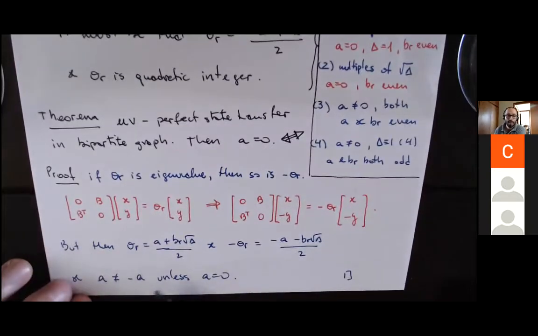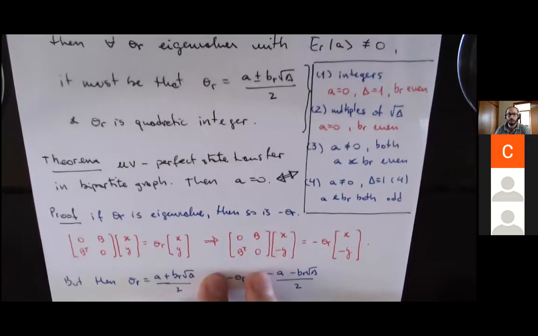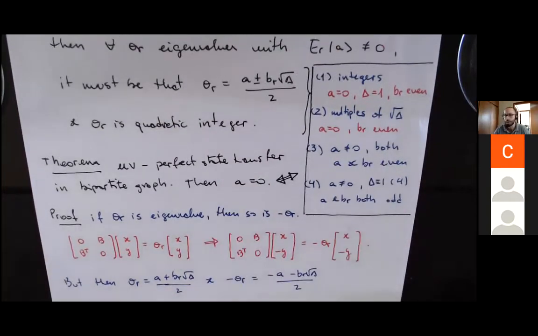So it must be that A is equal to minus A, and this is not true unless A is equal to 0. So if the graph is bipartite, we can see that A must be 0. So there are exactly only two options: either the eigenvalues are integers or they are multiples of square root of delta for some delta. It cannot be an integer plus a multiple of square root of delta. Okay.